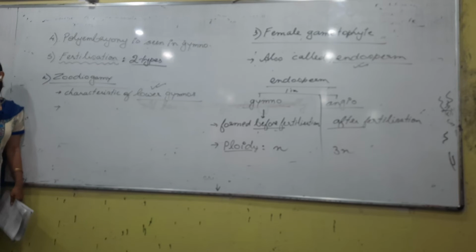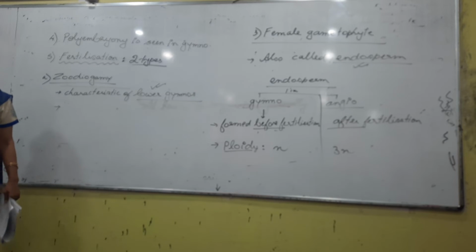angiosperms. Okay, let's talk about angiosperms directly. In case of angiosperms, male gametes are non-motile. The non-motile male gametes stay inside the pollen grain. It's not like the male gametes will come out and go for fertilization all by themselves.